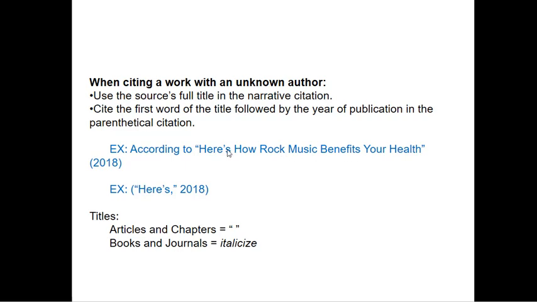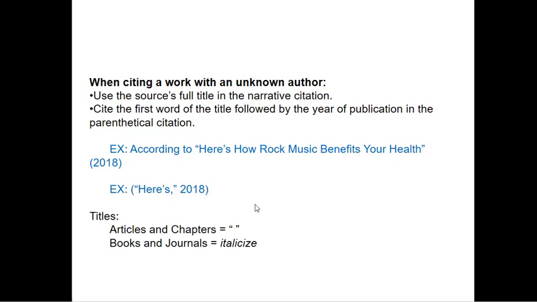You would use quotation marks if it's an article title or a chapter title. If you have to reference the book directly or the journal directly, then that's italicized without quotation marks. But if it's an article title or chapter title, you put that in quotation marks. And then you would include the date of publication in parentheses after that.